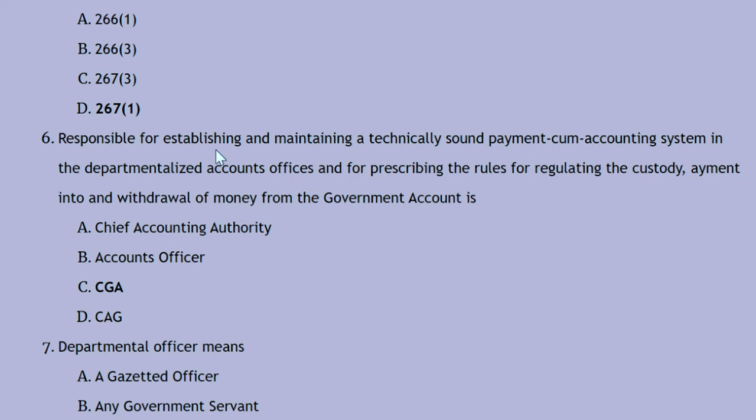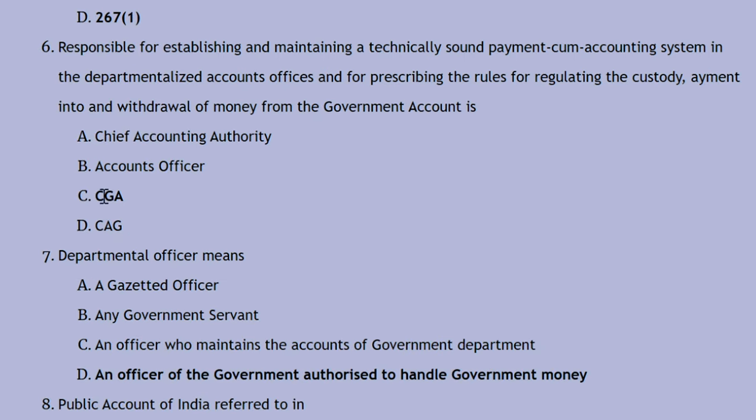Responsible for establishing and maintaining a technically sound payment cum accounting system in the departmentalized accounts offices, and for prescribing the rules regulating the custody, payment into and withdrawal of money from government account, is the CGA, the Controller General of Accounts. Responsibility for establishing and maintaining a technically sound payment cum accounting system: CGA.